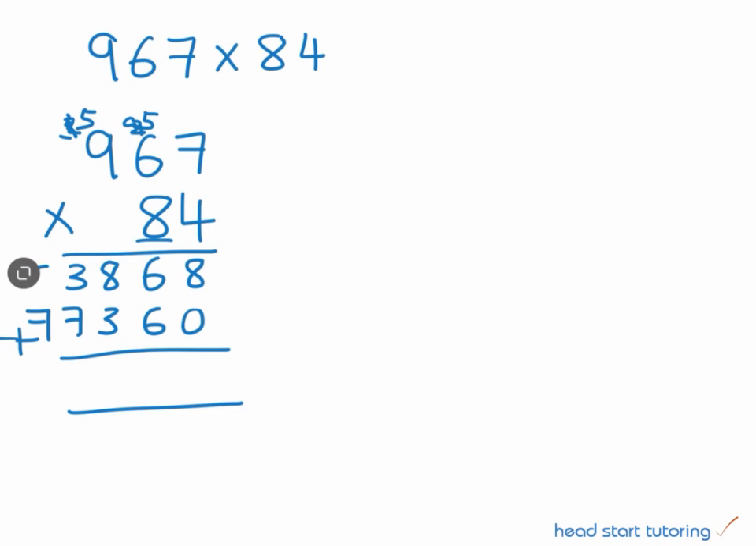And now we add these together, we can put a placeholder in. 8 plus 0 is 8, 6 plus 6 is 12, 8 plus 1 is 9, plus 3 is 12, 3 plus 1 is 4, 4 plus 7 is 11, 1 plus 7 is 8. So we get an answer of 81,228.